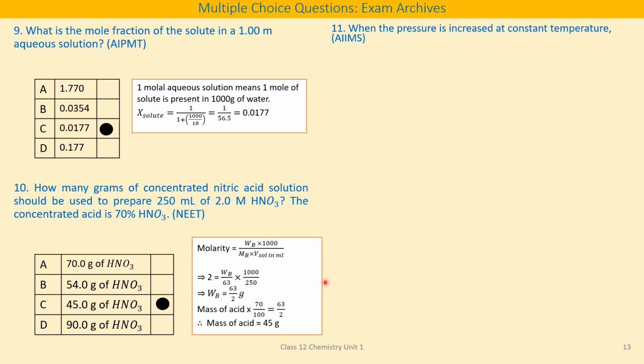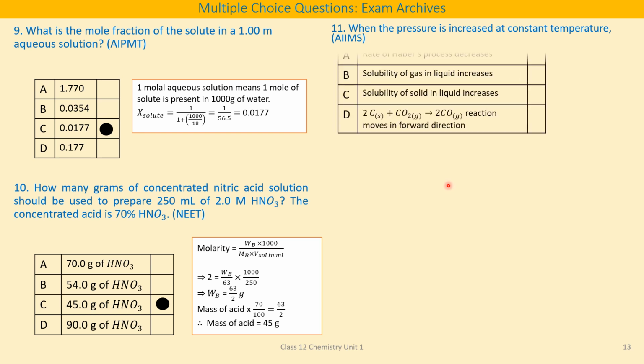Next question. When the pressure is increased at constant temperature, what happens? You have to identify. Four options are given. A. Rate of Haber's process decreases. B. Solubility of gas in liquid increases. Option C. Solubility of solid in liquid increases. Option D. 2 C(s) plus CO2 gas gives 2 CO gas and the reaction moves in the forward direction. Which is the correct answer? You have to remember and answer.